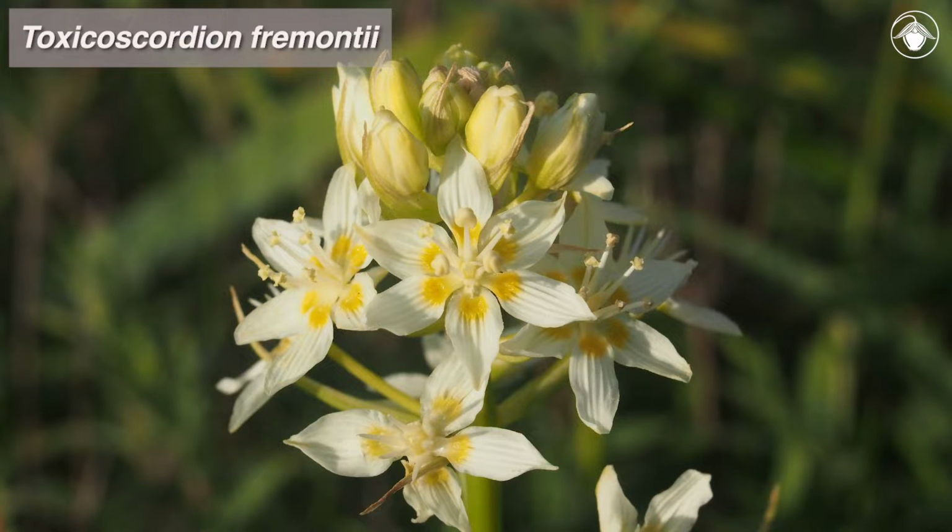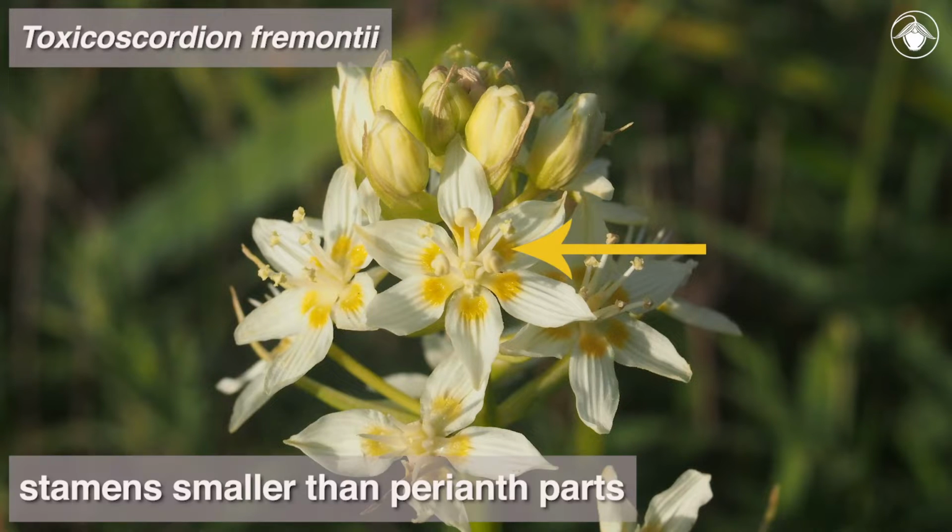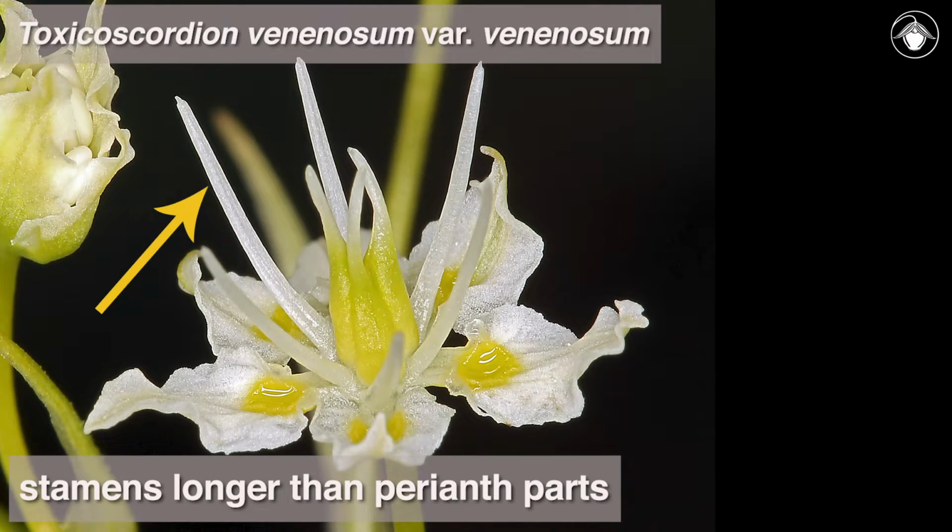An important feature used to identify Toxicoscordion fremontii from other species is whether the stamens are longer or shorter than the perianth parts. In Toxicoscordion fremontii, the stamens are shorter than the perianth parts. And the stamens are longer than the perianth parts in Toxicoscordion venenosum variety venenosum.